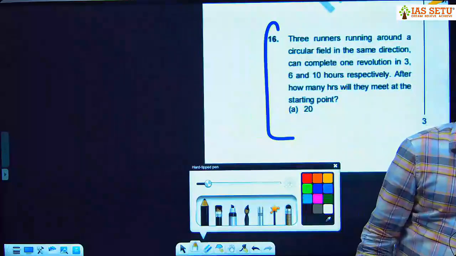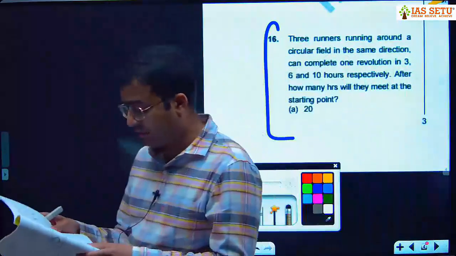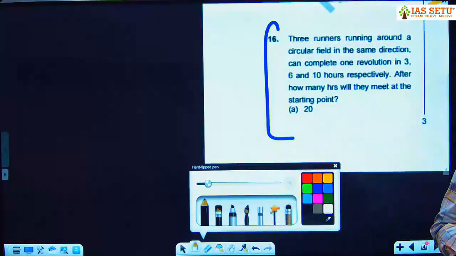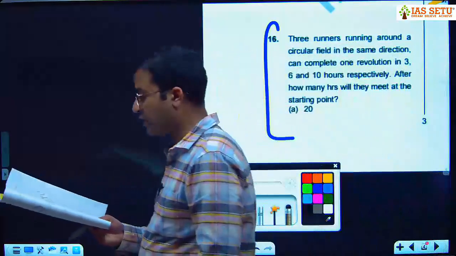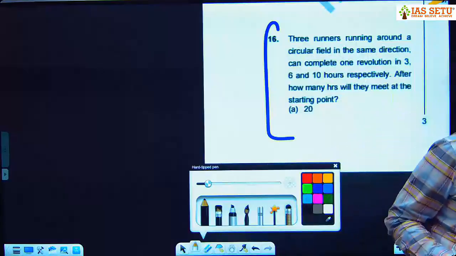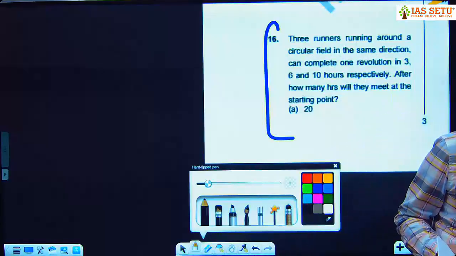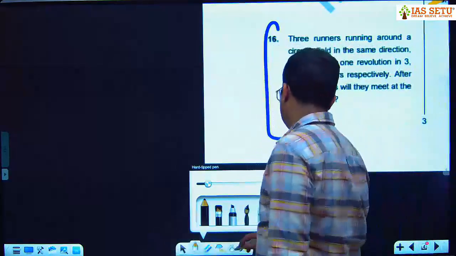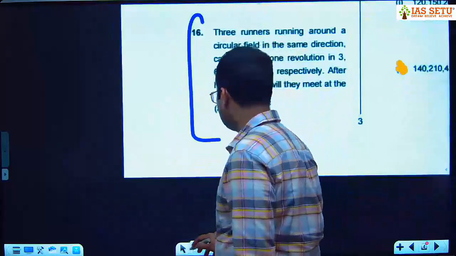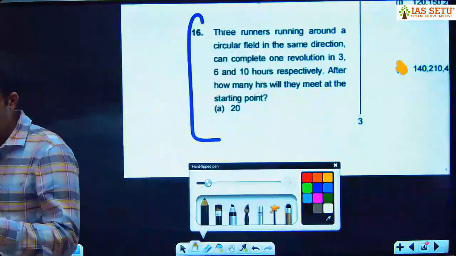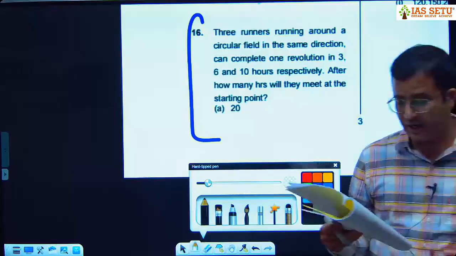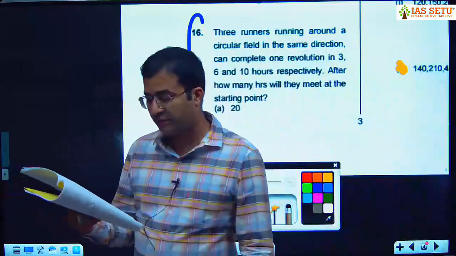Three runners running around a circular field in the same direction can complete one revolution in 3, 6, and 10 hours respectively. After how many hours will they meet at the starting point?